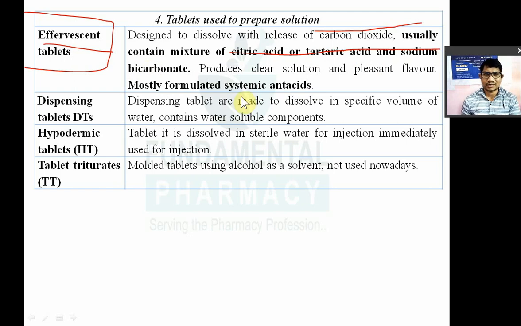When citric acid, tartaric acid and sodium bicarbonate come in contact with water, they react and release carbon dioxide. Whatever carbon dioxide is released will mask the taste, so taste masking is done due to that carbon dioxide. Effervescent tablets produce a clear solution with pleasant flavor, mostly formulated for systemic antacid. जैसे इनो, it is not an effervescent tablet but it is definitely effervescent granules. इनो effervescent granules का एग्जांपल है.